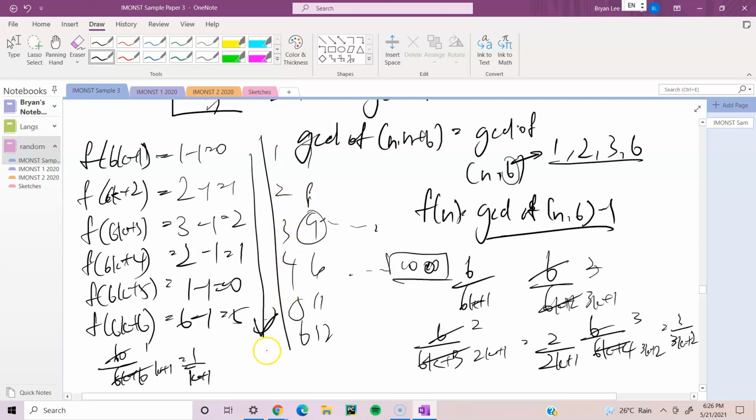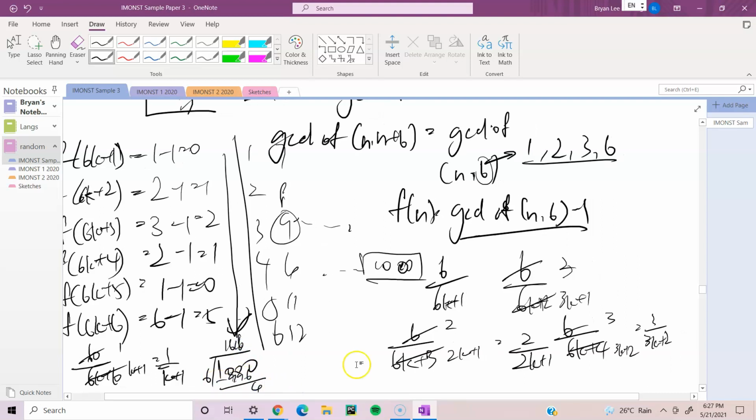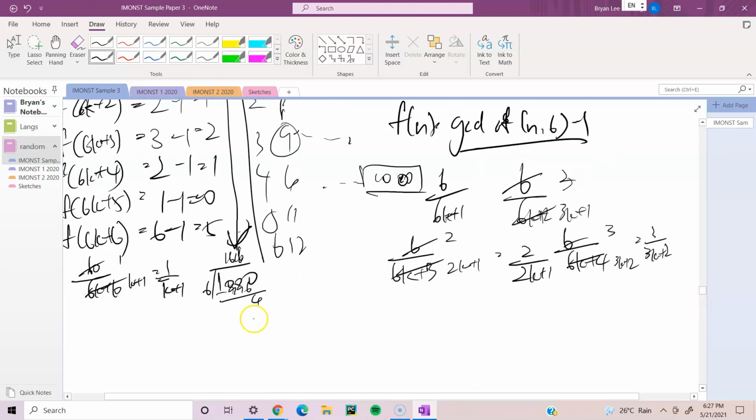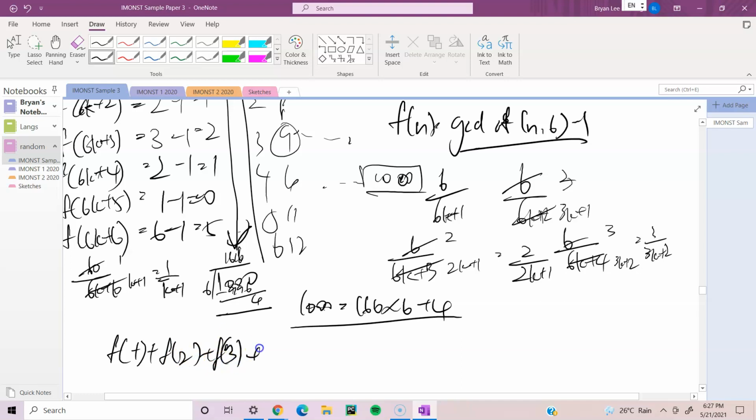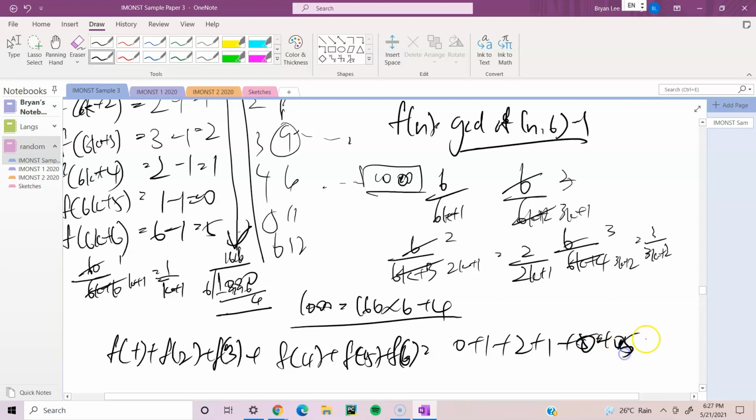And then as we know, we can do some long division. So 1000 divided by 6 is 166. We minus 996, we get a 4 over here. Okay, sorry, let me move down a little bit. So 1000 minus 996, we get a 4 over here. So 1000 equals 166 times 6 plus 4. So what we want to do is, we know that f1 plus f2 plus f3 plus f4 plus f5 plus f6 would be 0 plus 1 plus 2 plus 1 plus 5 plus 0, which would be equal to 9, right?